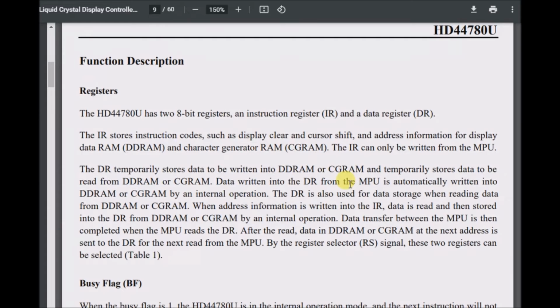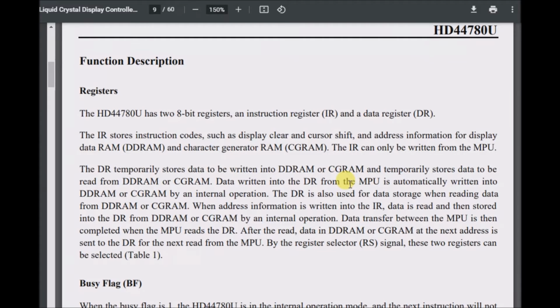Function description. Registers. The HD44780U has 2 8-bit registers, an instruction register, IR, and a data register, DR. The IR stores instruction codes such as display clear, cursor shift, and address information for display data RAM, DD-RAM, and character generator RAM, CG-RAM. The IR can only be written from the MPU.